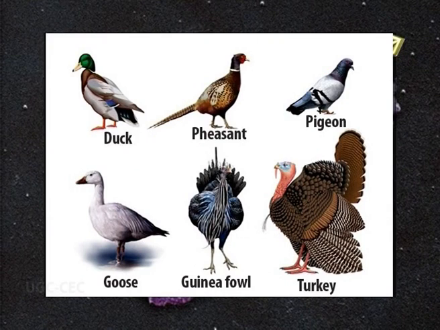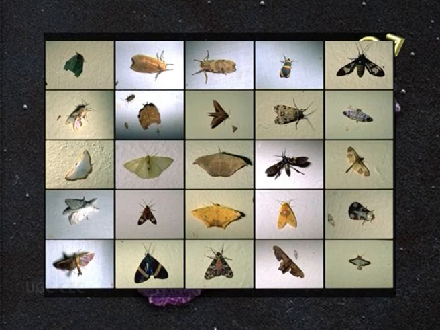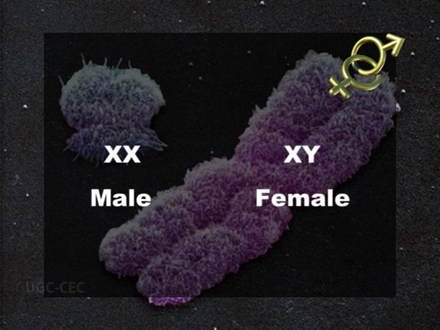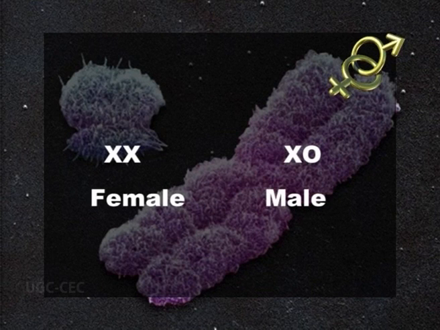In birds, moths, and butterflies, the sex chromosomes are reversed. Males are XX and females are XY. In some insects, the Y chromosome is absent. Thus, a female would be XX, but a male would be X0. The 0 indicates that the Y chromosome is absent.